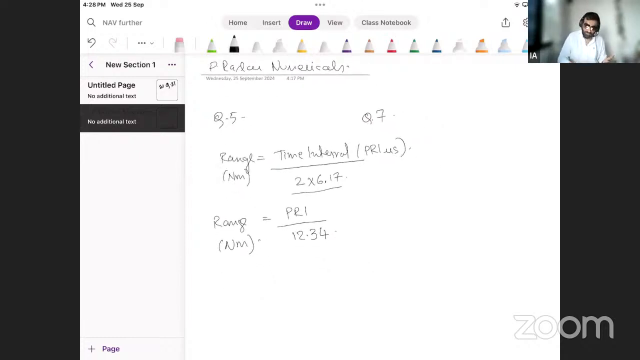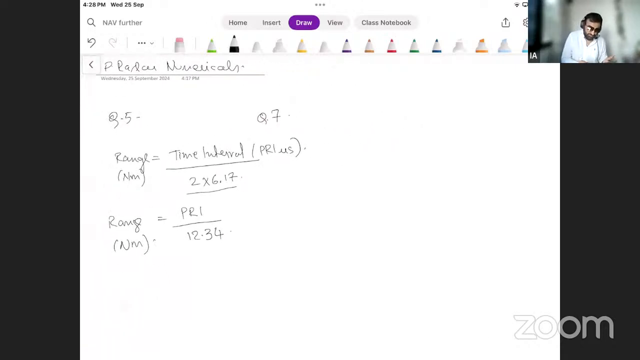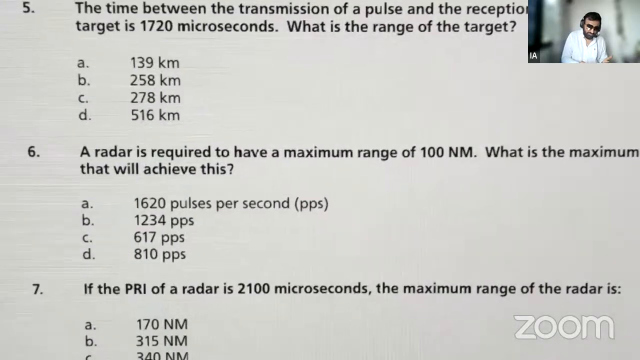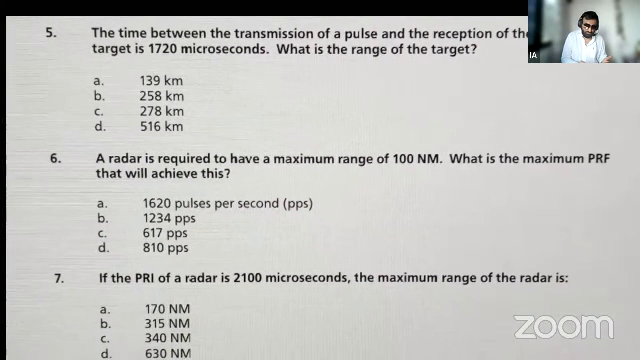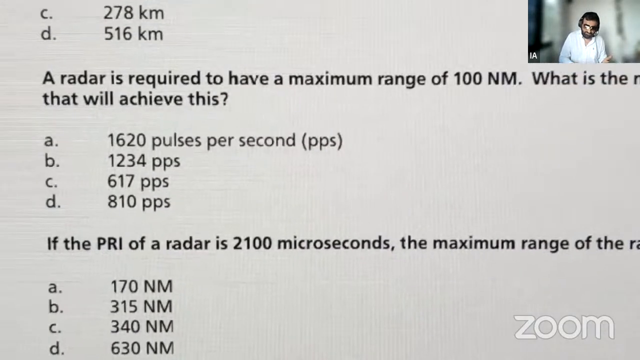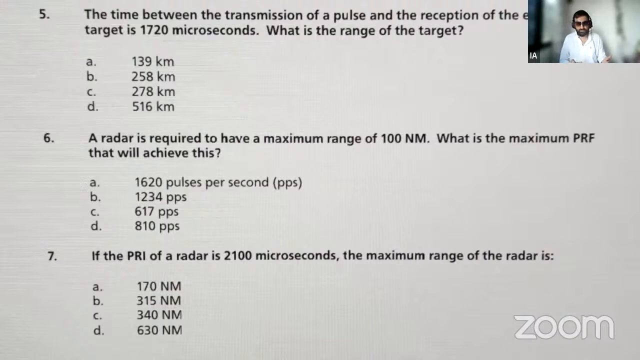If we go back to see what is the time interval in question 5 and question 7, we'll quickly check it. Time interval in question number 5 is 1720. And time interval in my question number 7 is 2100. Please read the questions. We're trying to make a quick study session here, so not worrying about the entire content given here. We see the elements given to us, and the element is just one, that is PRI or time interval. So we know only one formula will be applicable, the one that I've shared on the screen.